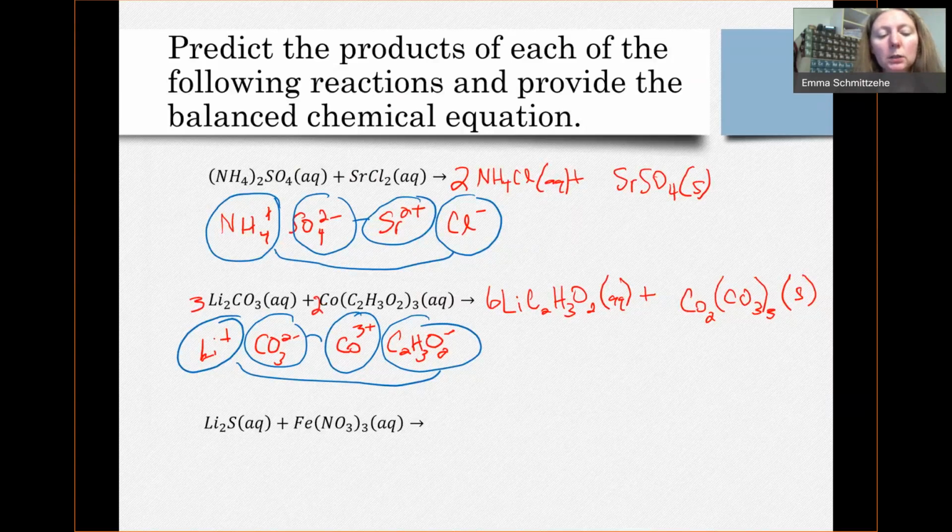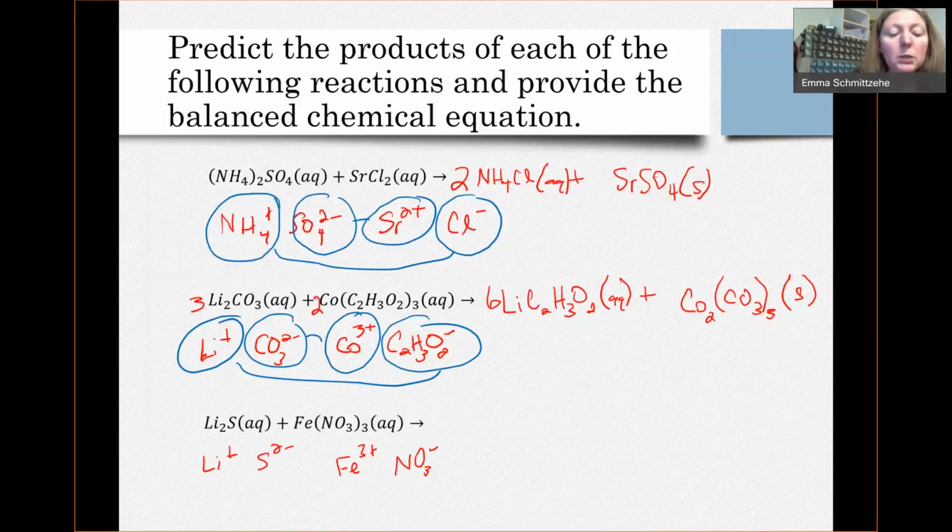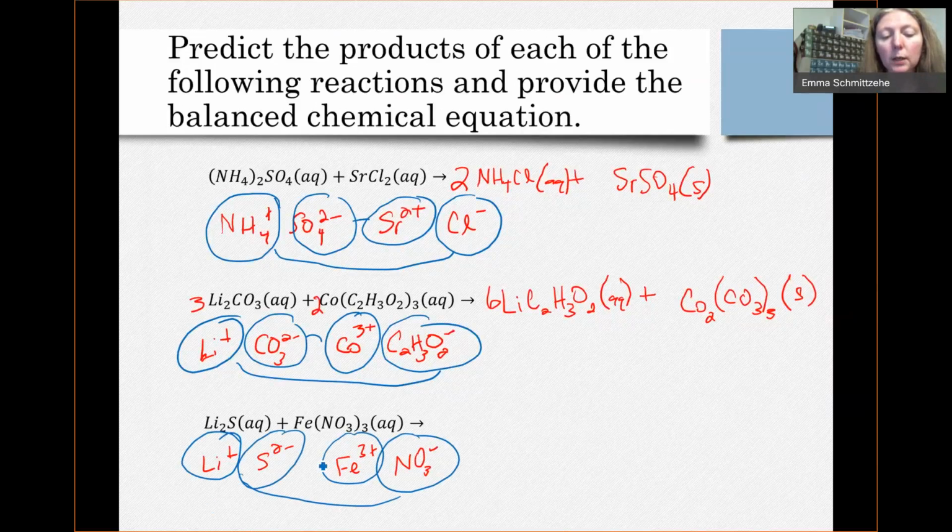So then the next one, I've got lithium sulfide. So the ions, I've got Li+ and S2-. And then iron 3 nitrate, so it's Fe. And if you didn't know it was iron 3, well, the NO3 part has a constant charge. And if you don't know it, you look it up and it's a -1. So if there's 3 -1s, this must be a 3+. And so then we swap ion partners. And so the Li+ goes with the NO3- and the Fe3+ goes with the S2-.